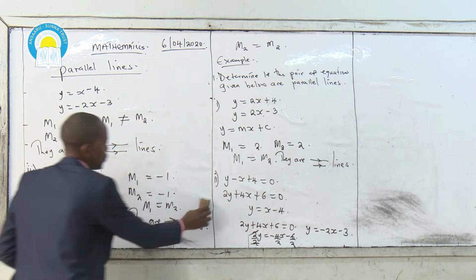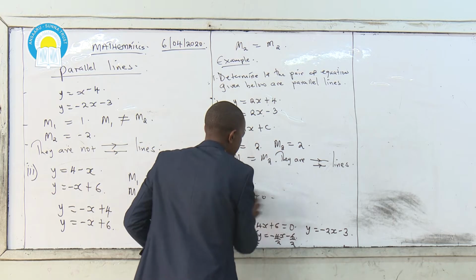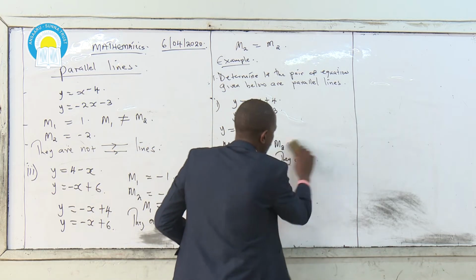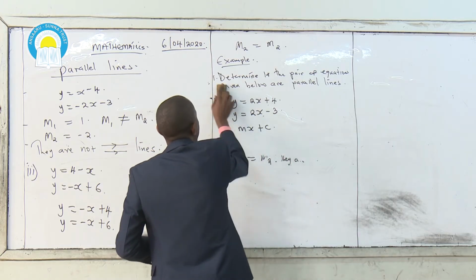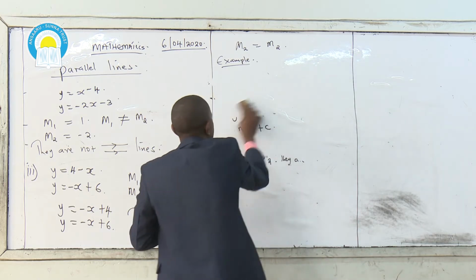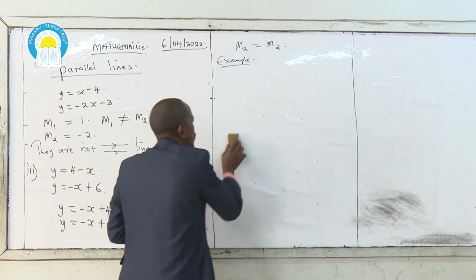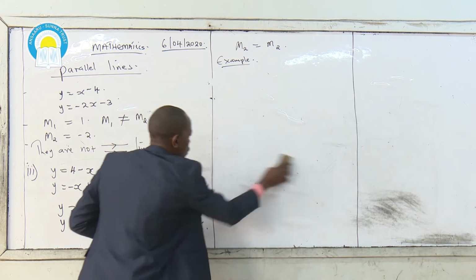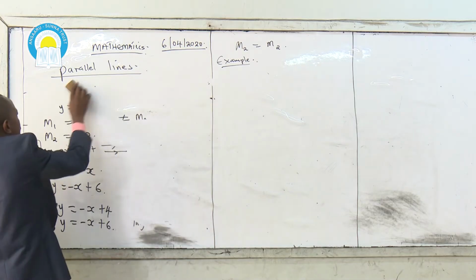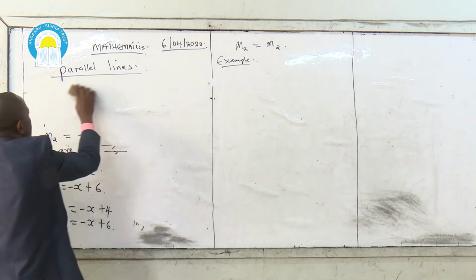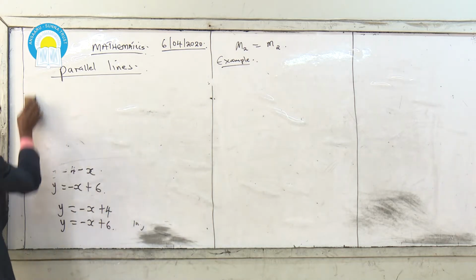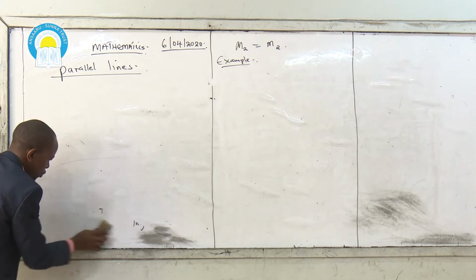Now, question 2 on the same. You will be asked to find the equation of a straight line using this concept of parallel lines. How is that possible? How are we going to do it? Let's go to question 2.